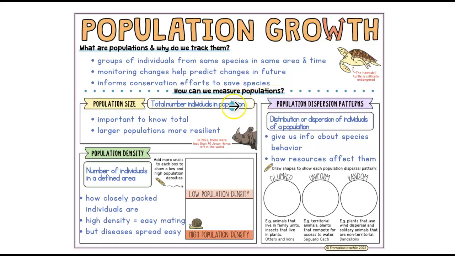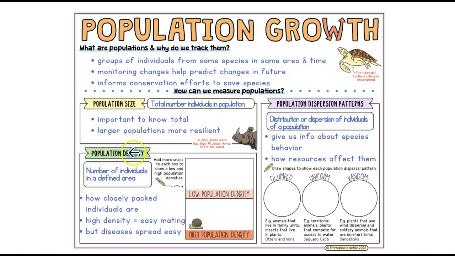How can we measure populations? Well, we have population size, which is just the total number of individuals in a population. This is important to know because the larger populations are going to be more resilient. And we want to know the smaller ones so we can help them to become more resilient. In 2022, there were less than 70 Javan rhinos left in the world. That is crazy low.